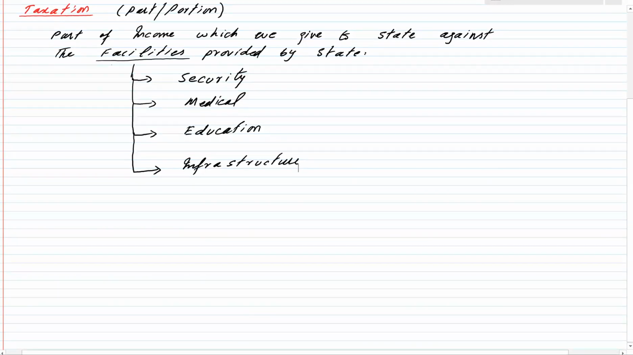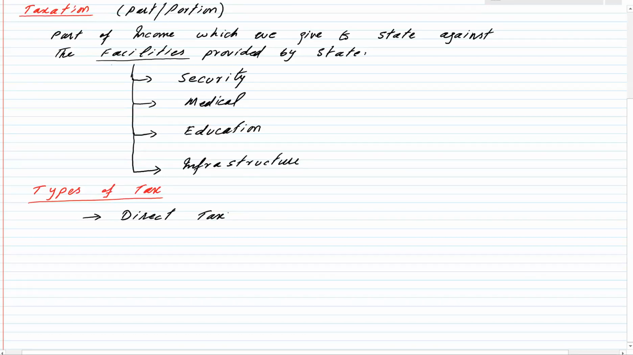Now, students, basically there are different types of tax. If we discuss the types of tax from a payment perspective, there are two types of tax. One is called direct tax. There are so many types of tax, but right now we are discussing from a payment perspective. So one is direct tax.